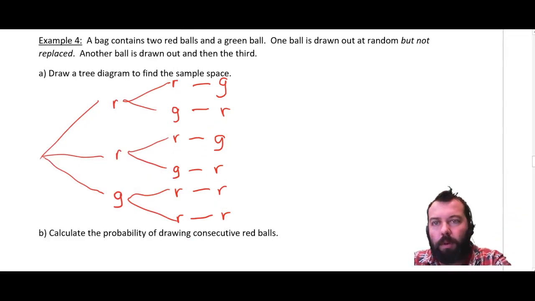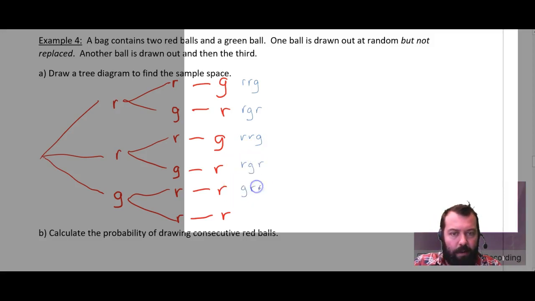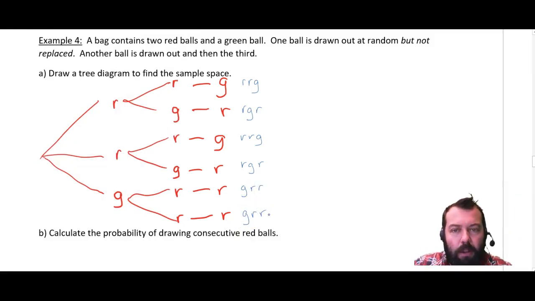Now, often here, what we do is we will list the outcome at the end here. So I'm just going to write that in here as red, red, green, red, green, red, red, red, green, red, green, red, green, red, red, and green, red, red. Okay, so now you can see that this sample space, this experiment, because we didn't replace the balls, this time I only have 6 possible outcomes.